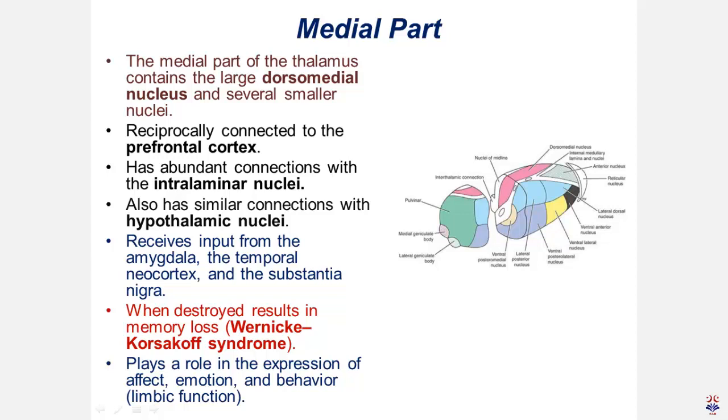Now we see the medial part. The medial part of the thalamus contains a large dorsomedial nucleus. This is the dorsomedial nucleus, the spindle, and several smaller nuclei. It is reciprocally connected to the prefrontal cortex, and it has abundant connections with the intralaminar nuclei.